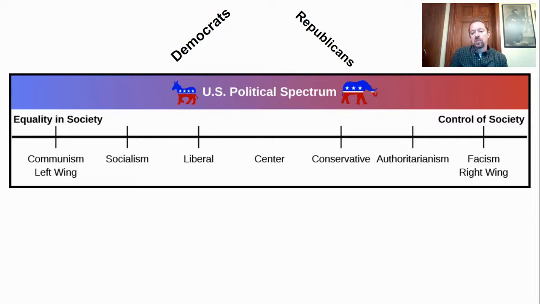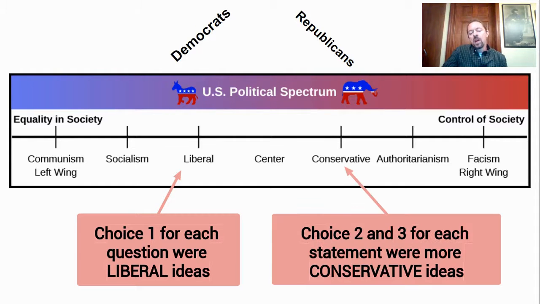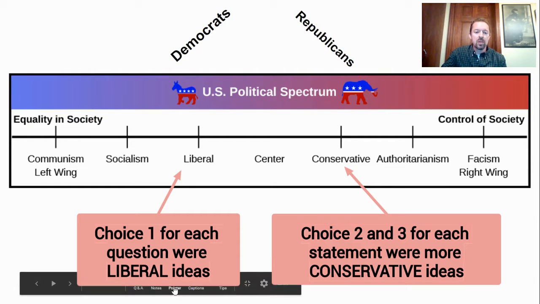Now, what you do with that score is you can then plot where you are on this continuum here based on how you scored on that survey. So if you picked all of the ones, those are what we would say are liberal statements. If you picked twos and threes, those are what we would call conservative statements or conservative ideas.